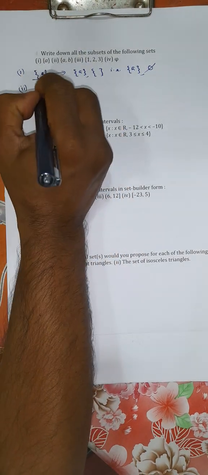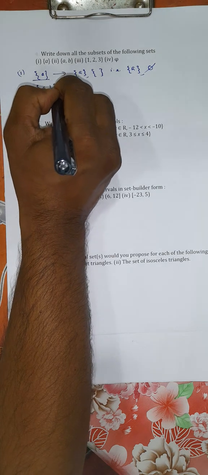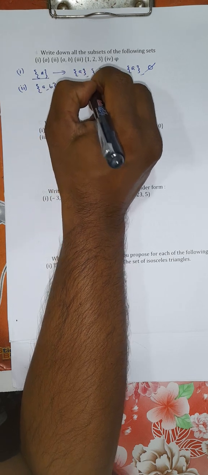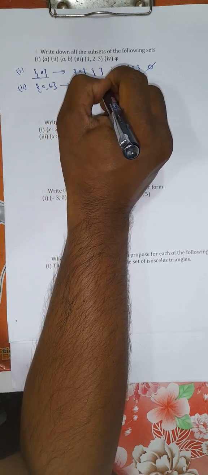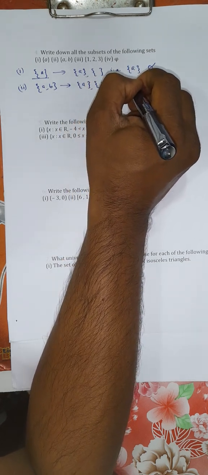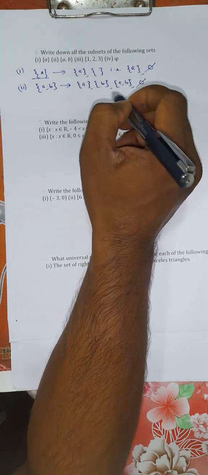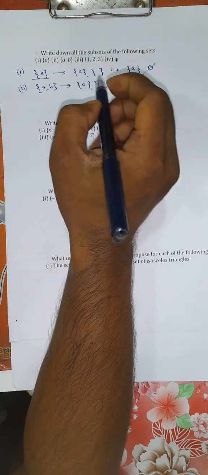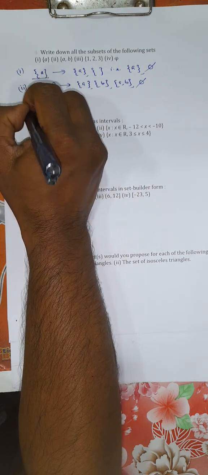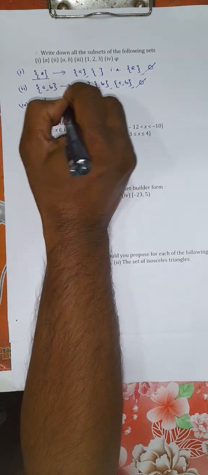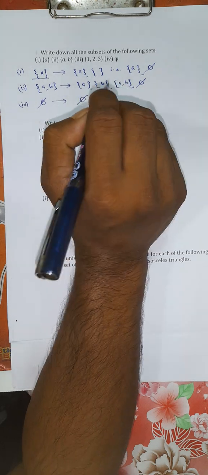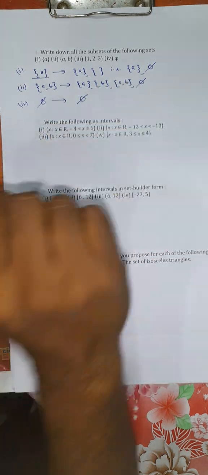Similarly, question number 2, {a, b}. So what are the subsets of this set? First, you write sets containing one element. Second, {a, b}. And last is the empty set. So these are the subsets of this set. Now, question 4, suppose {5}. Subsets of this set: every set is a subset of itself. So it's {5}. {5} itself is a subset of {5}.